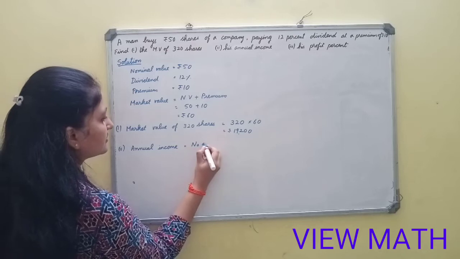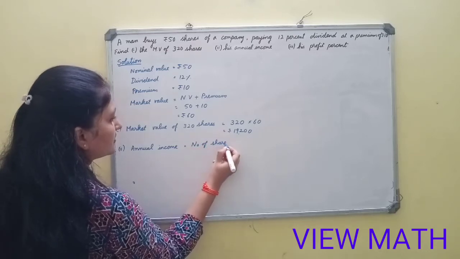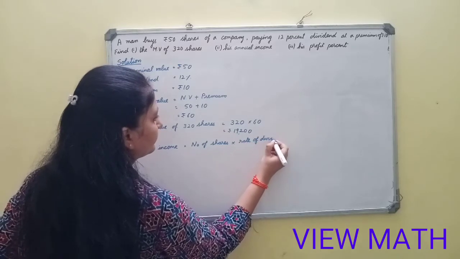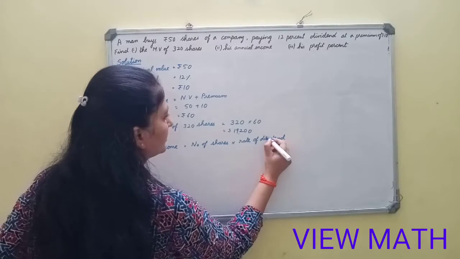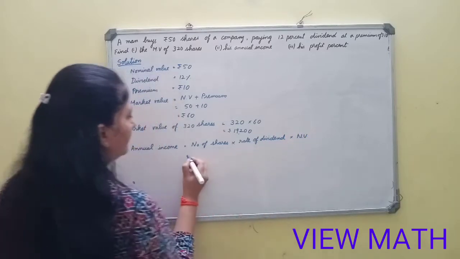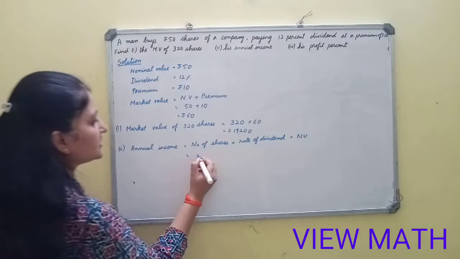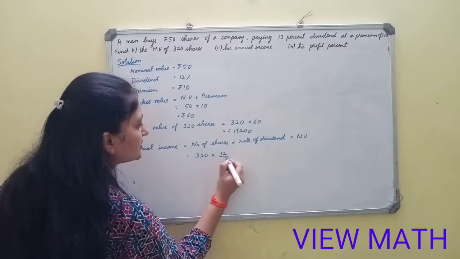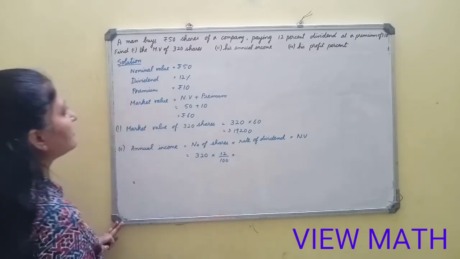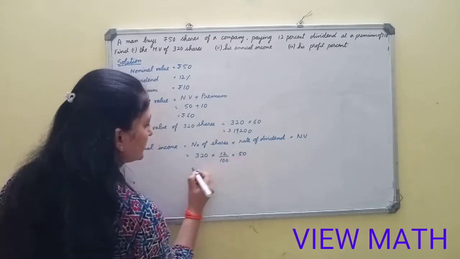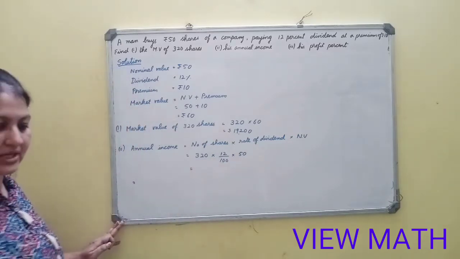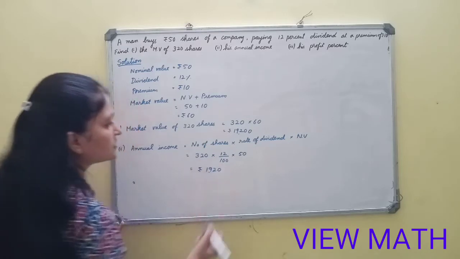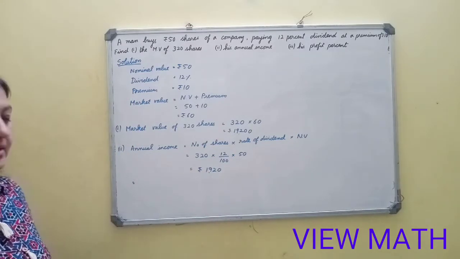Number of shares into rate of dividend into nominal value. Number of shares is 320. Rate of dividend is given in the question, it is 12%. And nominal value is also given in the question, it is 50. So the answer you have to calculate. Let me give the answer. Rupees 1,200 is the annual income.